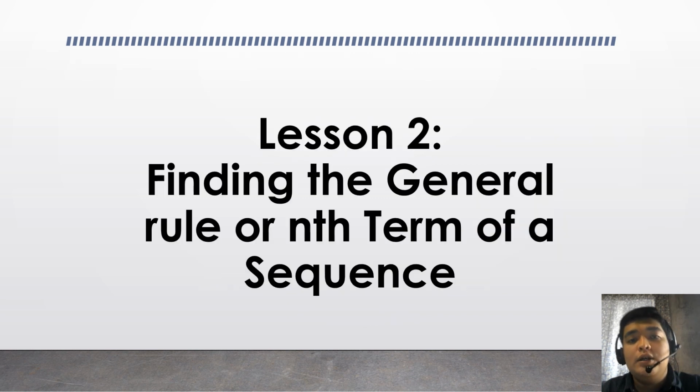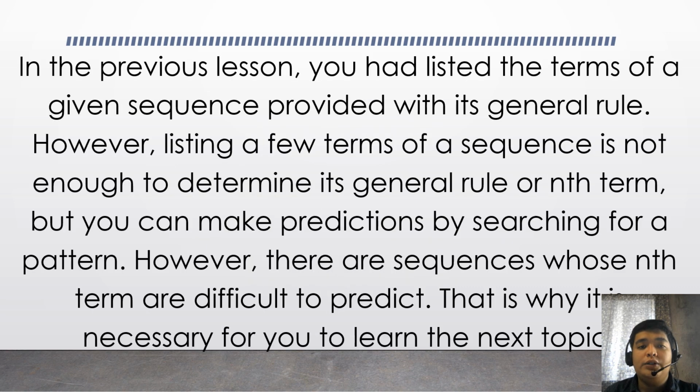Thank you so much. So let's proceed now to our lesson 2, finding the general rule or the nth term of a sequence. So in the previous lesson, you had listed the terms of a given sequence provided with its general rule. However, listing a few terms of a sequence is not enough to determine its general rule or nth term. But you can make predictions by searching for a pattern. However, there are sequences whose nth term is difficult to predict, and that is why it is necessary for you to learn our next topic.